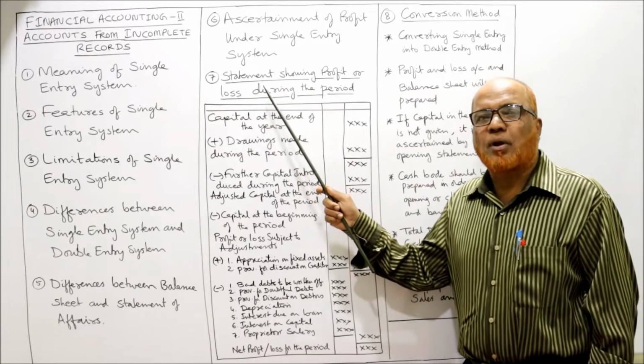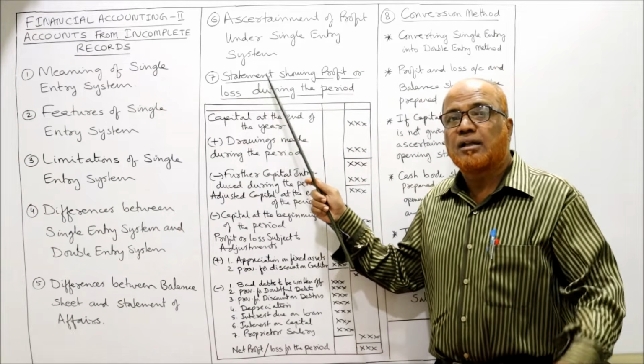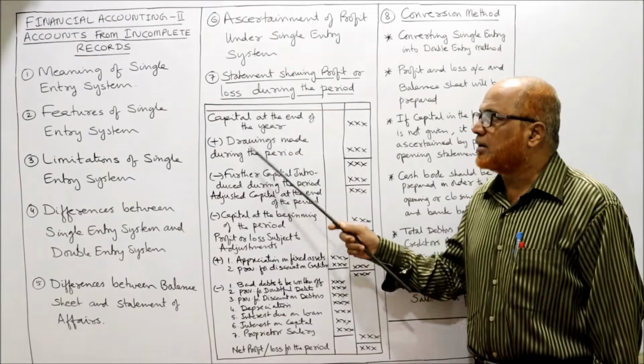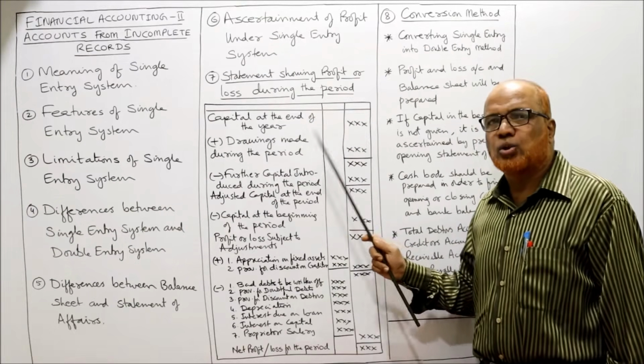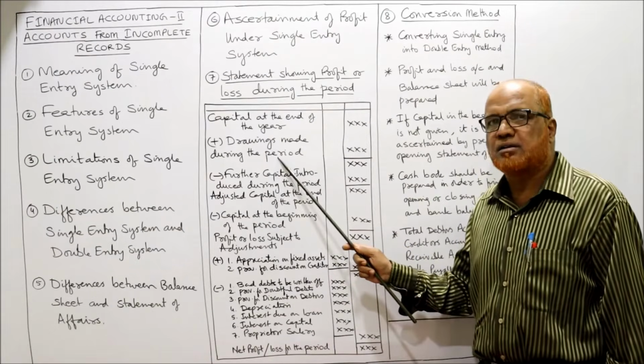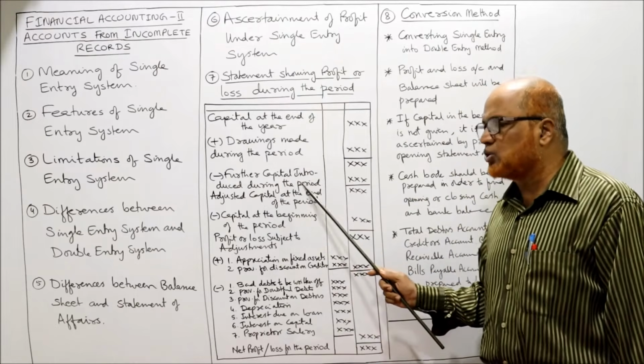So how to find out the profit after calculating capital? This is the format. This format, capital at the end of the year we take. To this we add drawings during the period minus further capital introduced during the period.